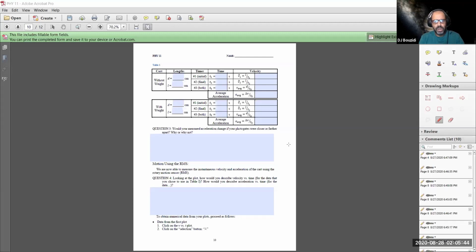Question 4. Looking at the plot, how would you describe velocity versus time? For the data that you choose to use, table 1, how would you describe acceleration versus time? Again, you go back to this graph. You saw the data, how it looks for the velocity. You saw the data for the graph for the acceleration. You should be able to infer what that is.